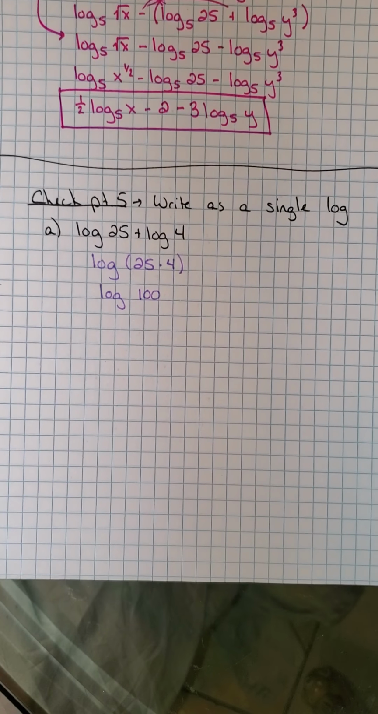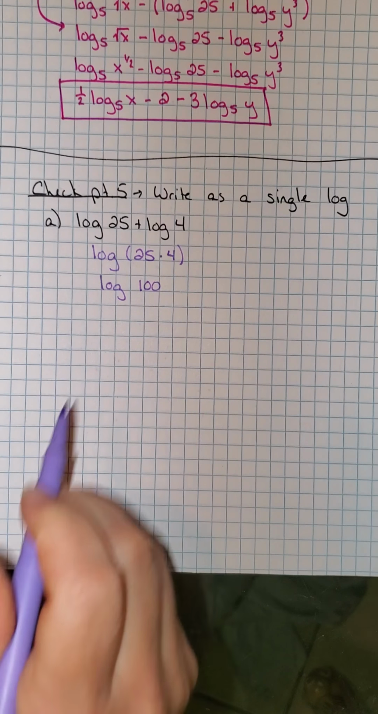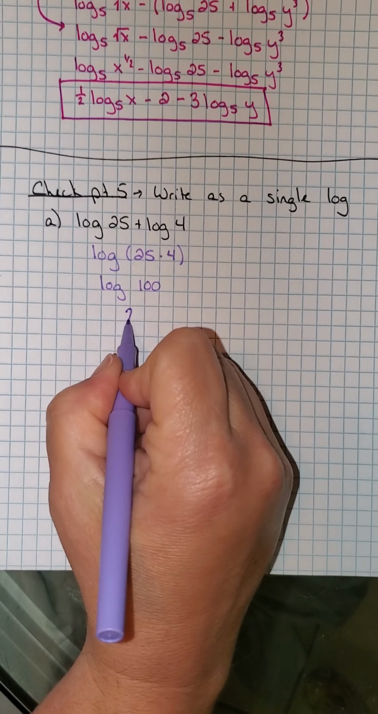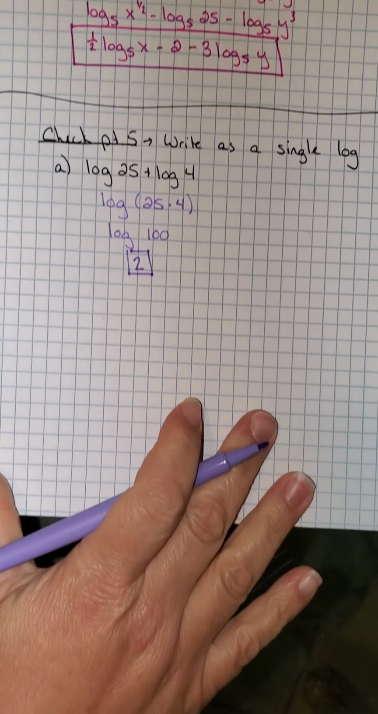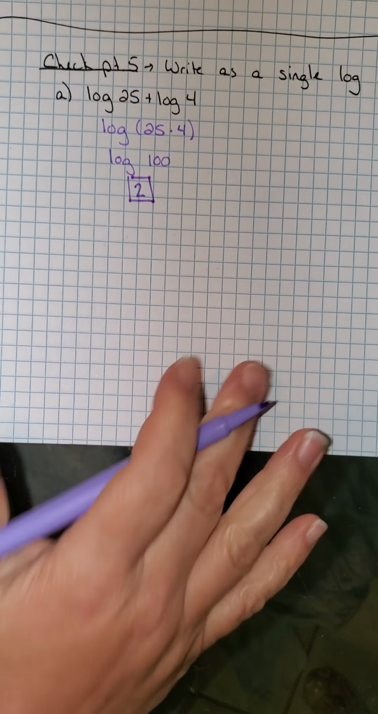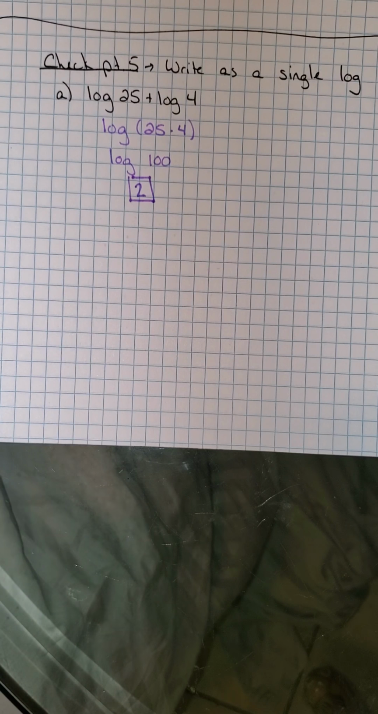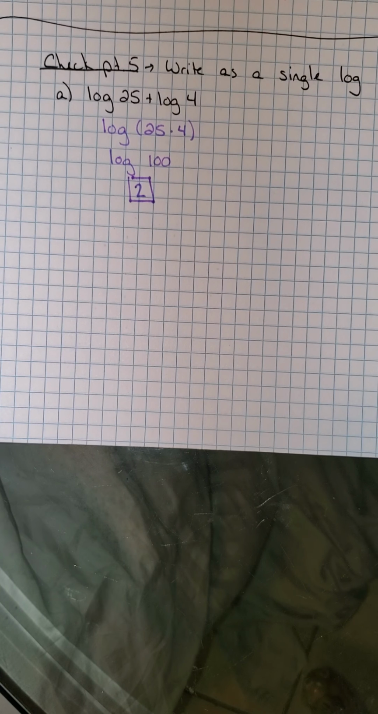Remember that it's a base 10. So 10 to what power is 100? It's 10 to the 2. So this one we were able to simplify all the way down. So it ended up just being a number.